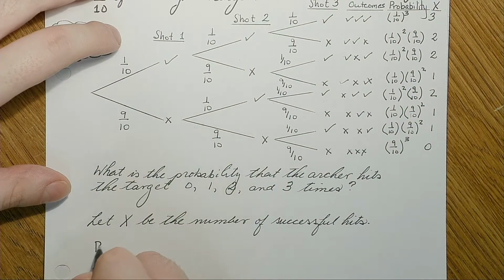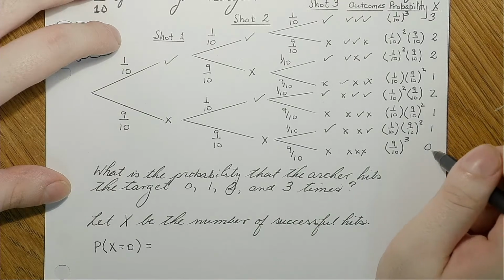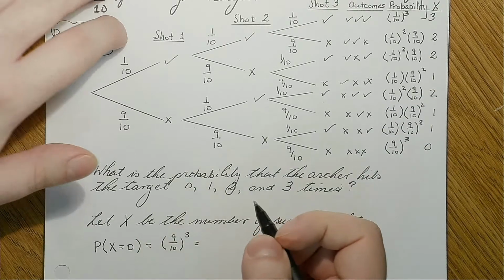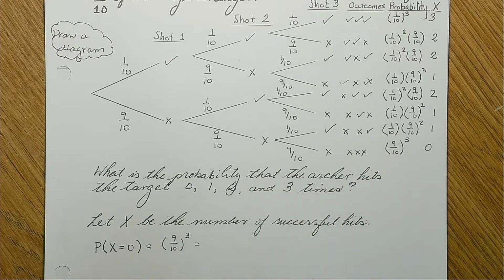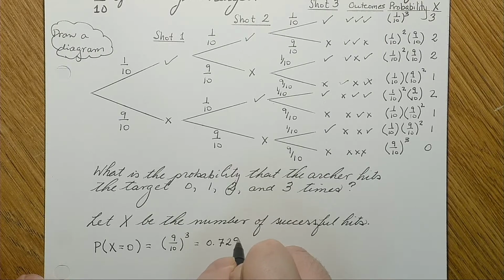Okay, so then what we do, let's say the probability of x equals 0. Well, over here, this is the only outcome where that happens, so that would be 9/10 cubed, which is 9 cubed, 729 over 1,000. So that should be 0.729. Right? 729 over 1,000.